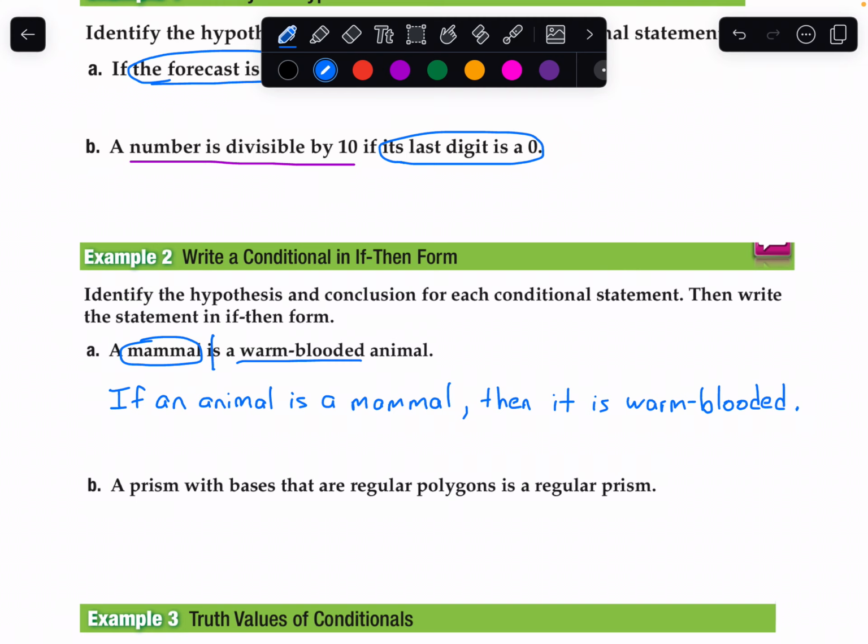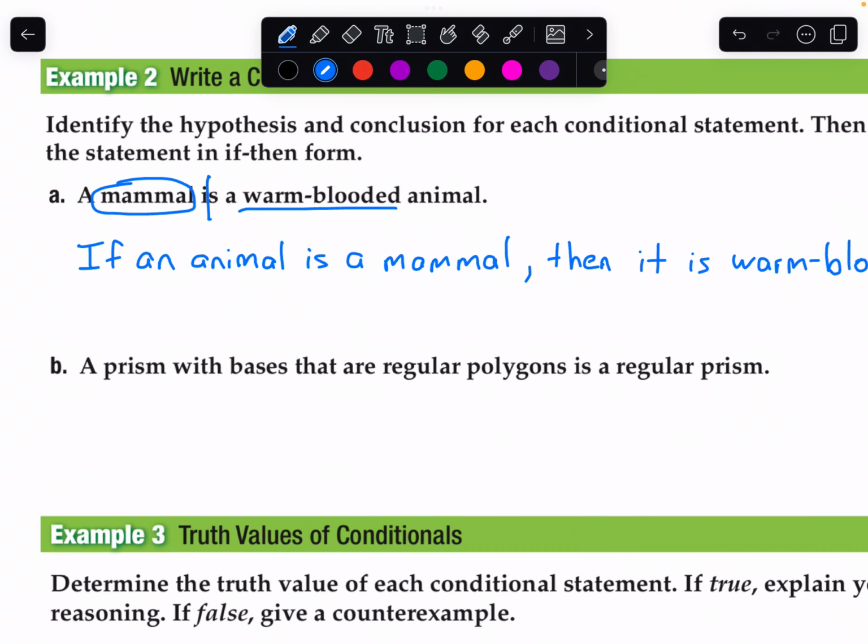Try to think of a category, such as animal, and a specific in the category, if a category is specific. Example B. A prism with bases that are regular polygons is a regular prism. We'll use is as our divider. Our hypothesis would be bases that are regular polygons, and the conclusion is regularness, all having to do with the prisms in the first place.